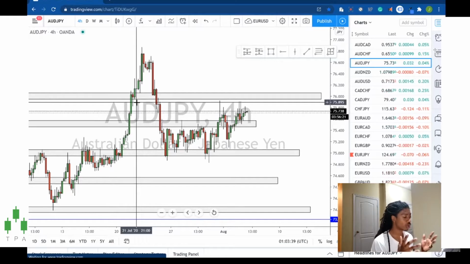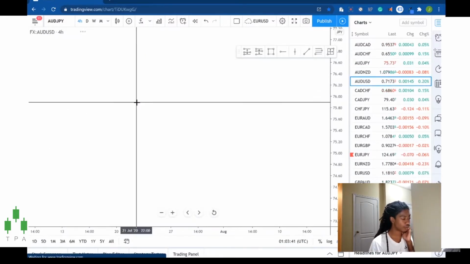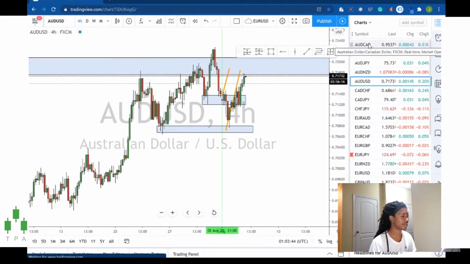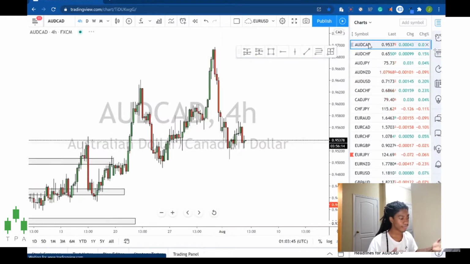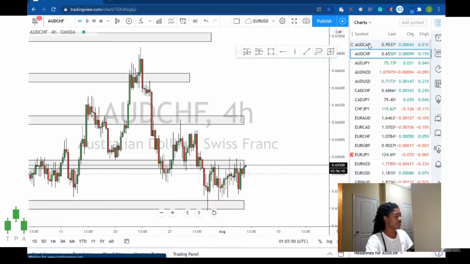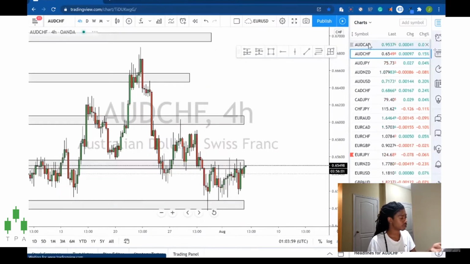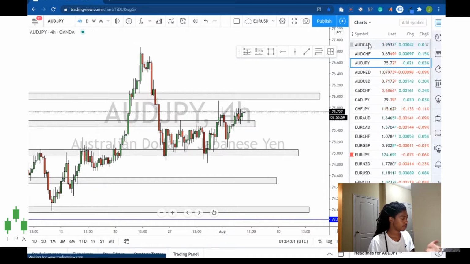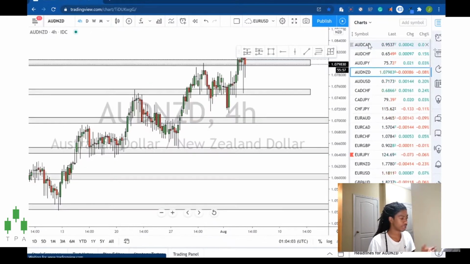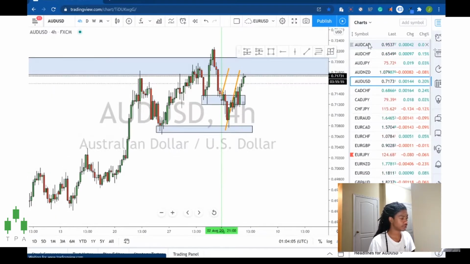So I'll scroll through the pairs, find something that gives me those good examples, and we'll go through. So let's just look at the Australian pairs, because I want to basically see the structure. Is it following suit? And I can see we got some push to higher highs here, push to the higher highs. So cool, looks like we're getting something similar along the Australians.